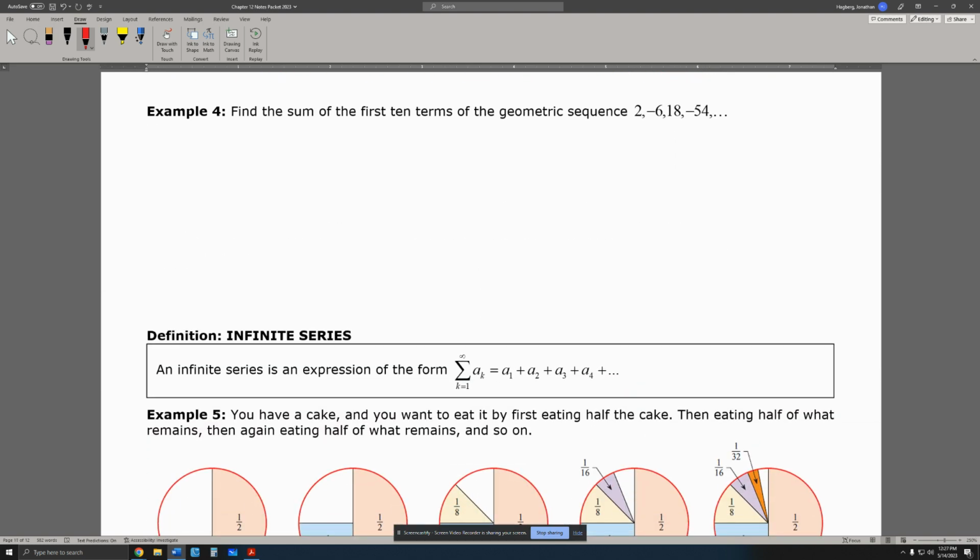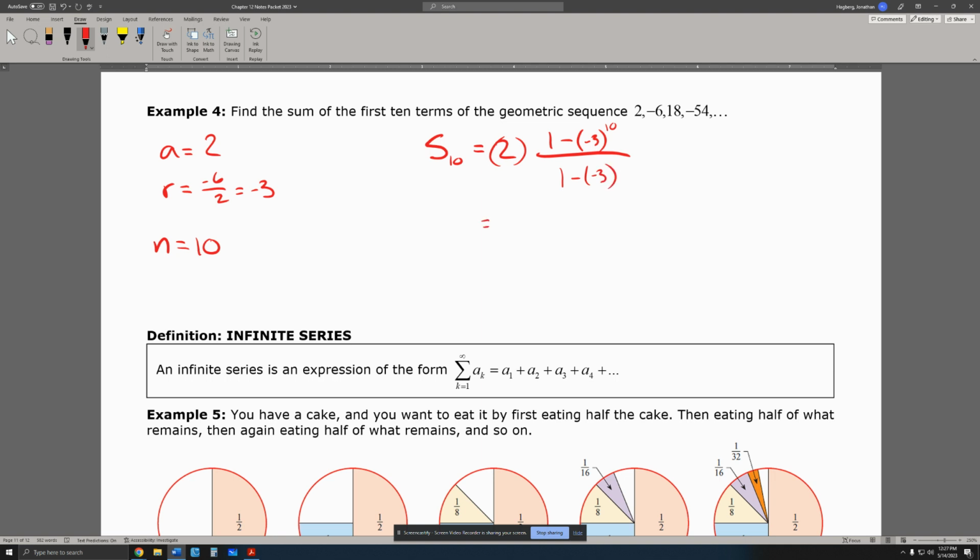So find the sum of the first 10 terms of the geometric sequence. So I know that the first term is 2. Our common ratio is negative 6 over 2, or negative 3. And I want to find the 10th partial sum. So S10. This is equal to our first term, 2, times 1 minus our common ratio, negative 3, to the power of 10, all over 1 minus negative 3.